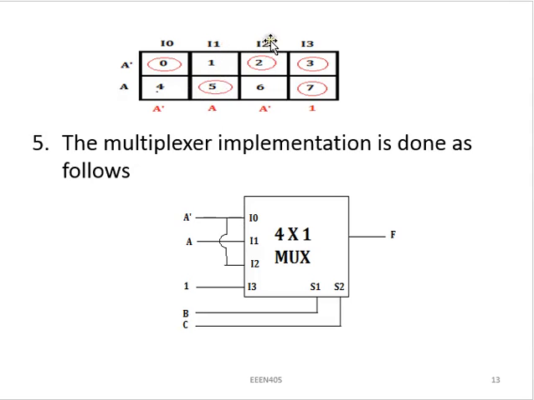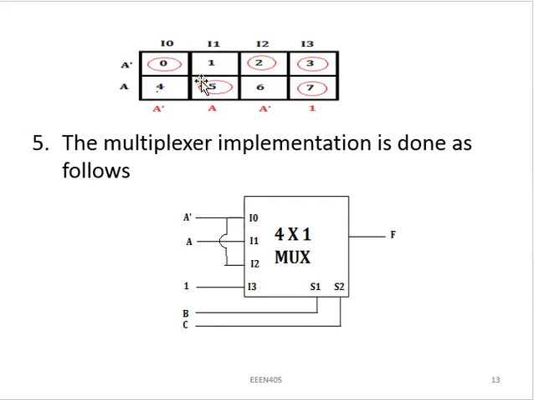If you come to I2, 2 is cycled and it is on the row of A prime, then I'll take my A prime to be the input to my I2. And finally, if you come here, we have I3 where both the variables 3 and 7 are cycled. So if you have a situation where all the values in that row, column are cycled, you put 1. And in a situation where none of the values is cycled, you put 0. In this case we don't have, but that is what we will see in the next example.